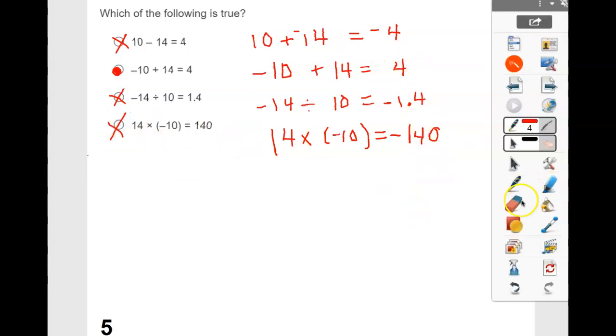Go ahead and just write this work here. I'll erase these since you're not copying the problem. Pause the video and continue when you're ready.